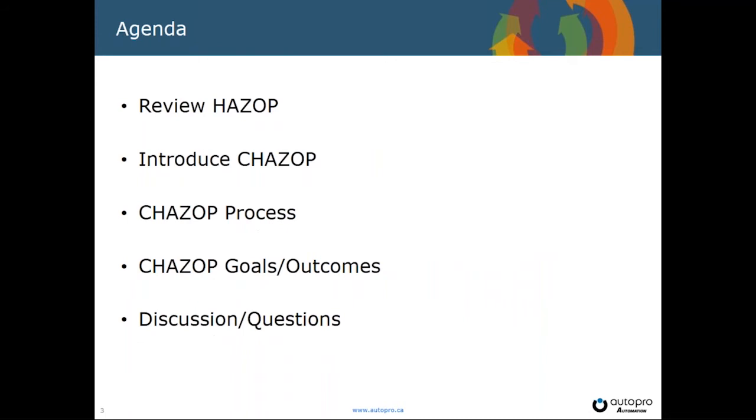So our agenda today. Because CHAZOPs are very similar to HAZOPs, we'll review what a HAZOP is. We'll go into high-level detail on it. We'll introduce the CHAZOP concept, go through the process, as well as some goals and expected outcomes. And then, as Nancy said, at the end, we'll have some time for discussion and questions.